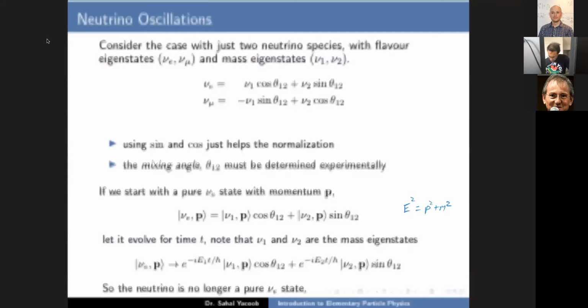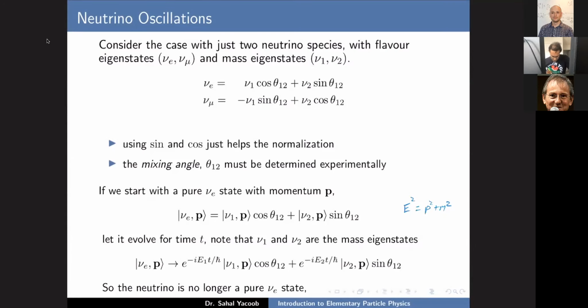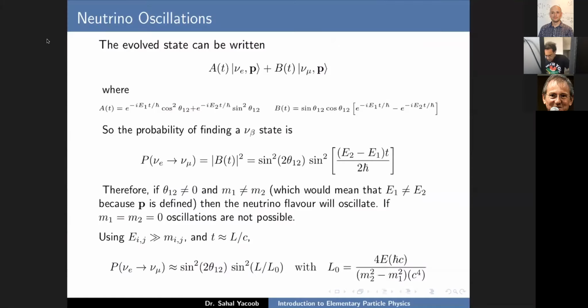So these are just the coefficients of the electron flavor state or the muon flavor state that comes directly out of writing in an electron state here, for example. So we could complete the bracket. And we see a few interesting features. One is that the rate of oscillation depends on the energy difference, which is essentially the mass difference.